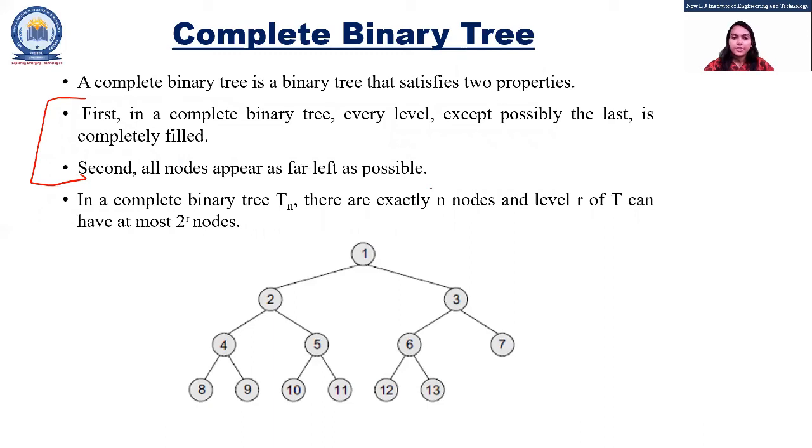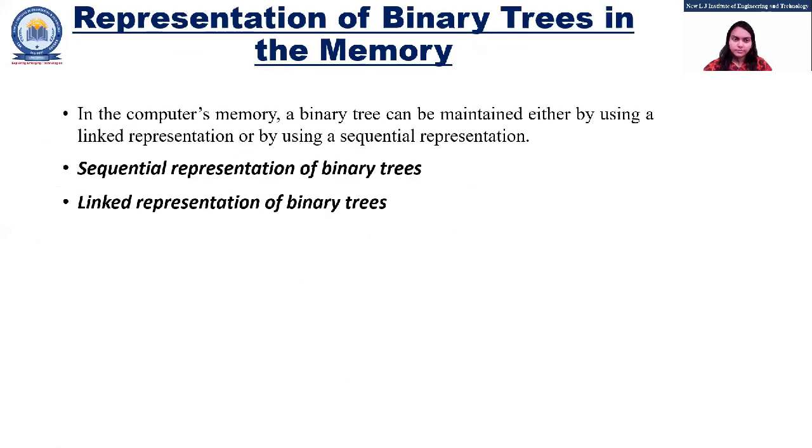In a complete binary tree, there are exactly n nodes, and level r of the tree can have at most 2 raised to r nodes.